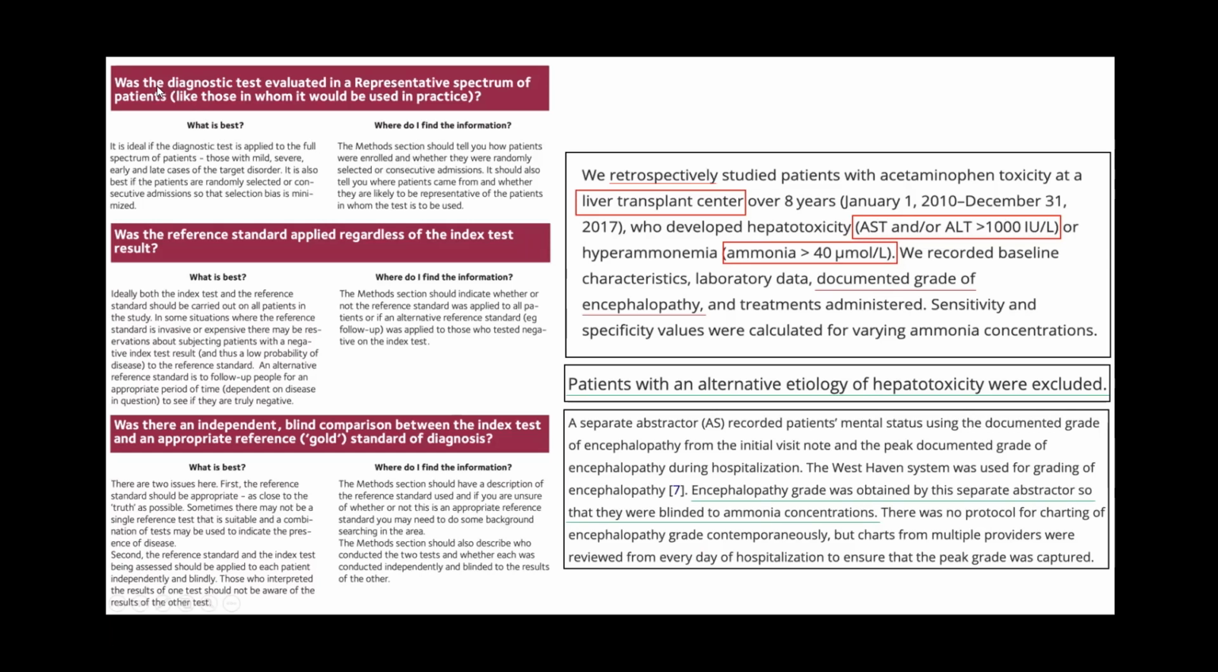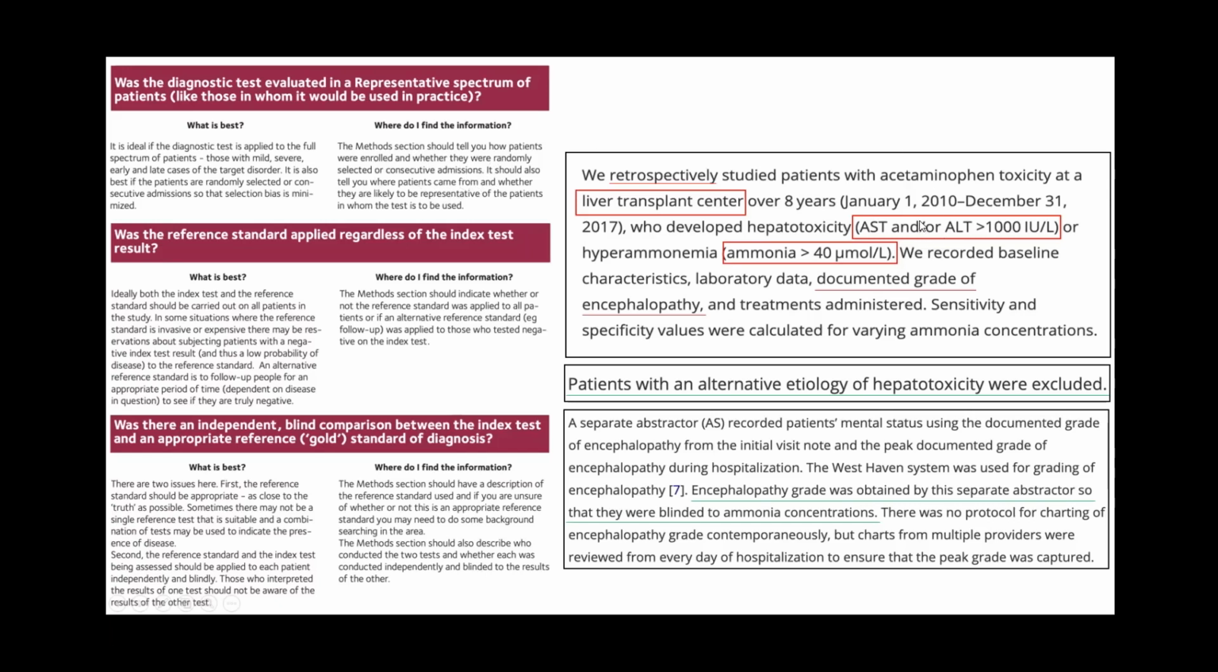So just looking at the first one, they say, was the diagnostic test evaluated in a representative spectrum of patients, like those in whom it would be used in practice? And then they say that it's ideal if they're tested in a full spectrum of patients, those with mild disease, severe disease. It's also best if the patients are randomly selected. And then they tell you where to find this information. They tell you to go to the methods section, and it'll tell you how patients were enrolled, were they randomly selected, and then it'll tell you where they came from, the inclusion criteria, etc.